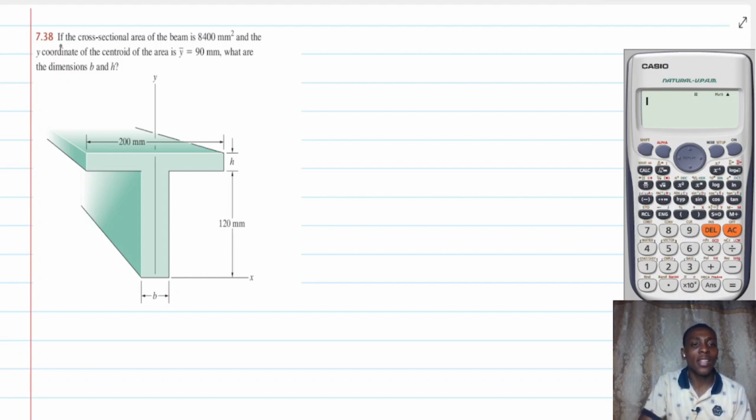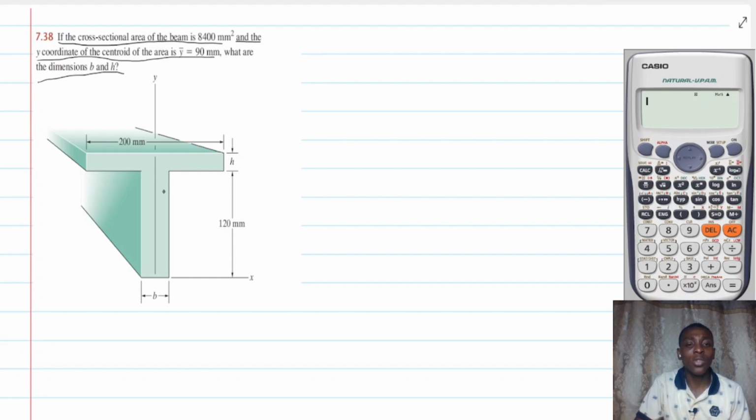Okay, so it says that the cross-sectional area of the beam is 8,400 millimeters squared and the y-coordinate of the centroid of the area is 90 millimeters. What are the dimensions D and H? All right, so that is the problem. Now let's look at the problem.